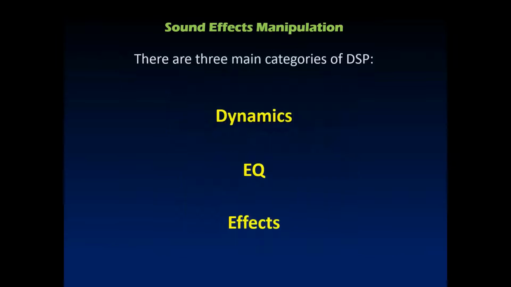All right. Now, I want you to know there are three main categories of DSP. There's dynamics, which is manipulating volumes across the board, louder or softer as time goes on. We have EQ, or equalization, which is about manipulating certain frequencies and turning the volumes up and down with those frequencies. And effects, which covers a much larger area, like the catch-all category, and usually involves spatial mixing, such as reverbs, delays, echoes, and so forth.